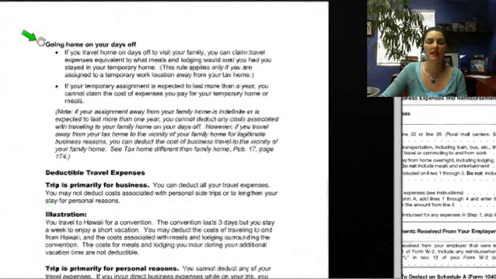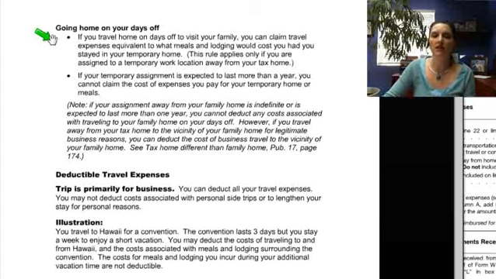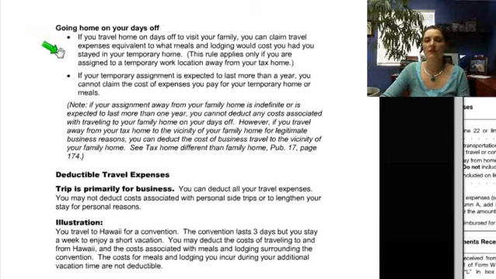Okay, so let's suppose we have established that you are traveling away from home on business. What happens if you want to travel home on your days off? Well, if you travel home on days off to visit your family, you can claim travel expenses equivalent to what meals and lodging would have cost you had you stayed in your temporary home. This rule applies only if you are assigned to a temporary work location away from your tax home.